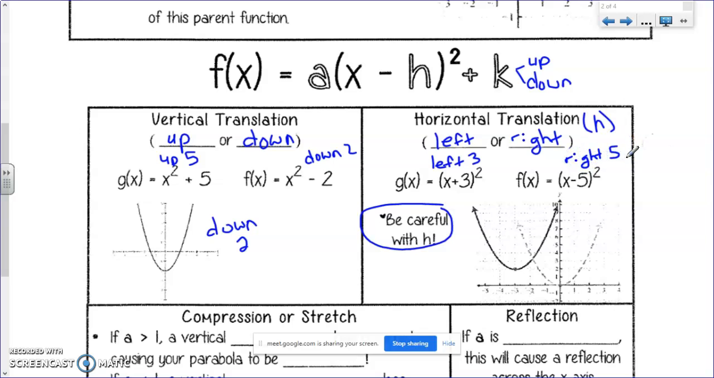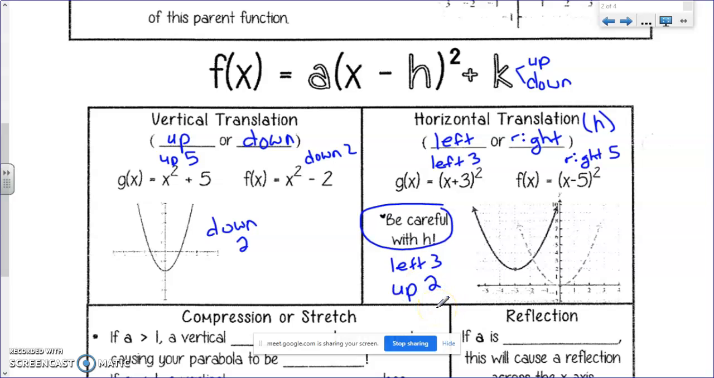Since this is minus 5, it will be right 5. Does everybody follow that? Okay, this one, they drew the parent graph for you. What happened to it? It went 1, 2, 3 to the left and up 1. Is it 1 or 2? Oh, 2. I see that now. Thank you. So left 3 and up 2. Does everybody understand that?